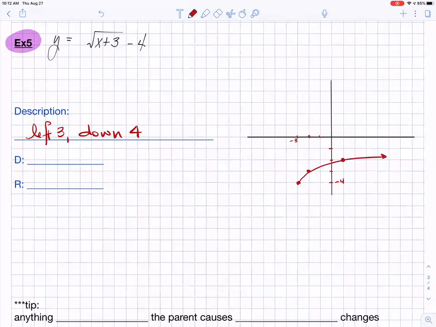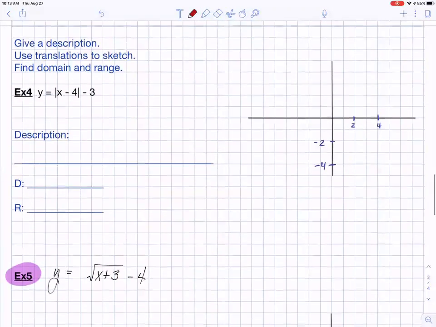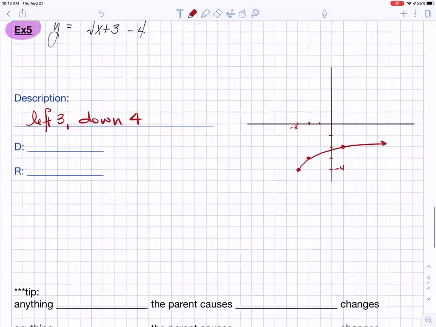Every single library, every single parent I gave you has 3 points that are really important to use. So you need to know how I got those. You might want to go back and watch that video if you're not understanding what I'm talking about. All right, now the last thing I had to do is to get the domain and the range.